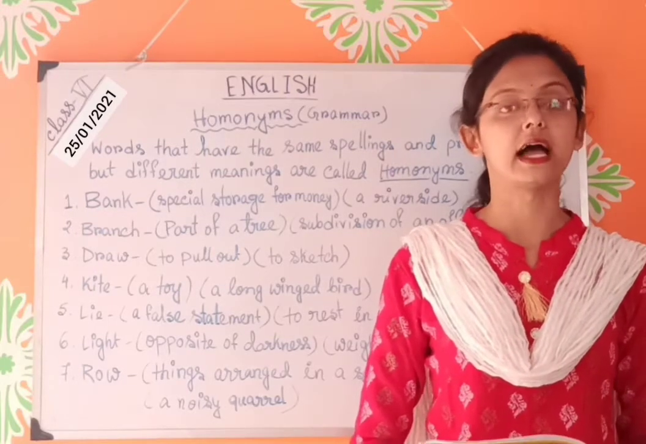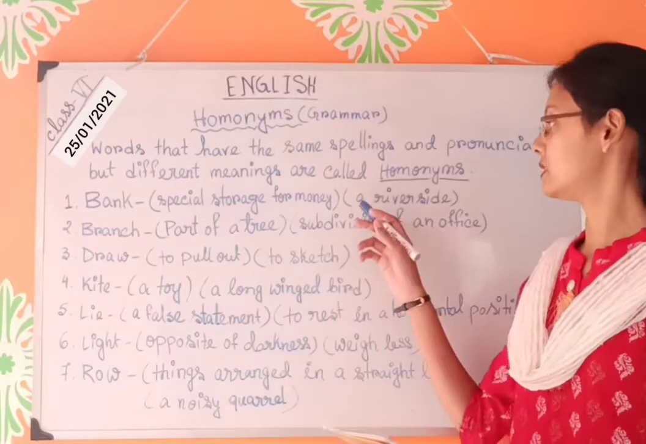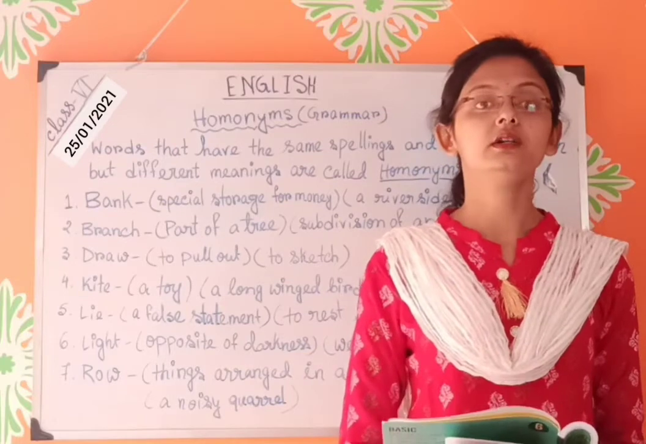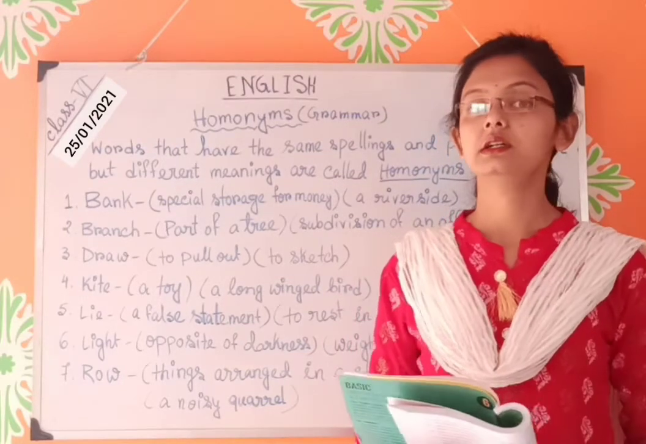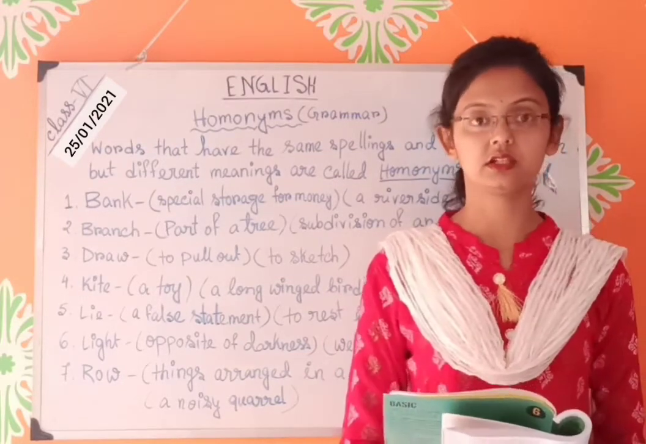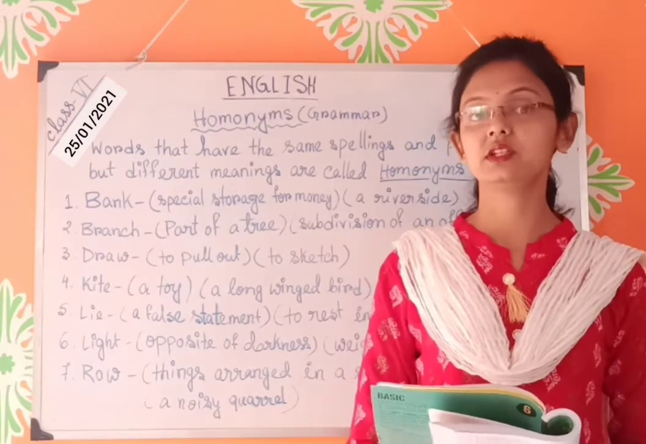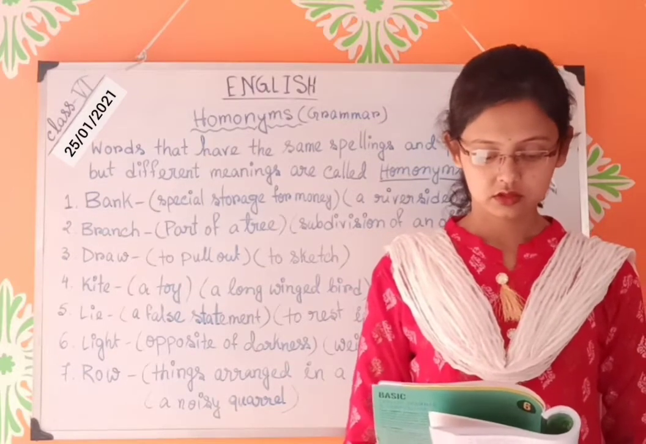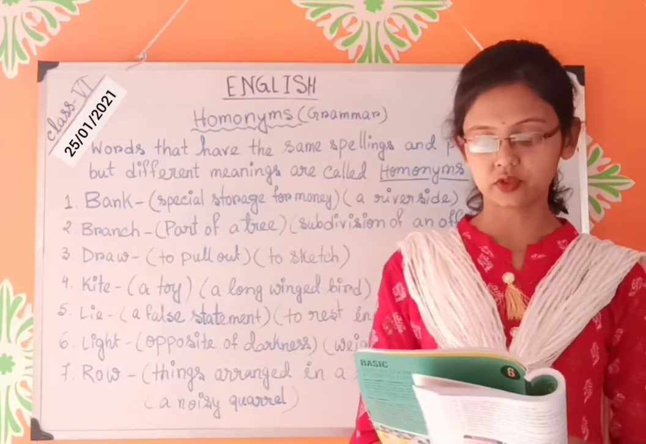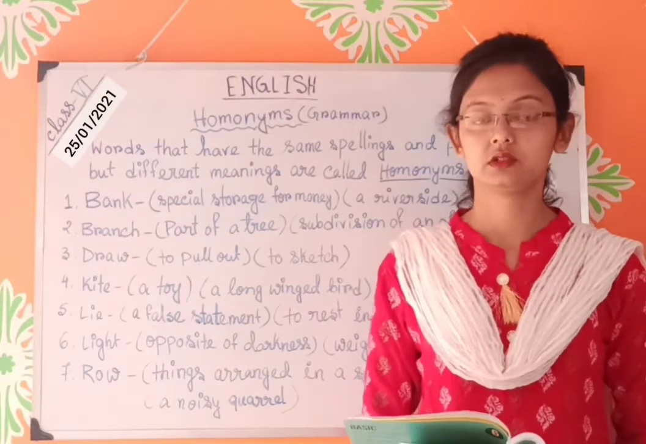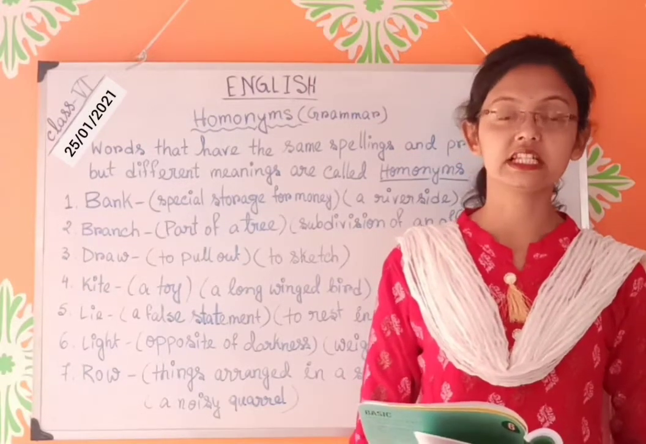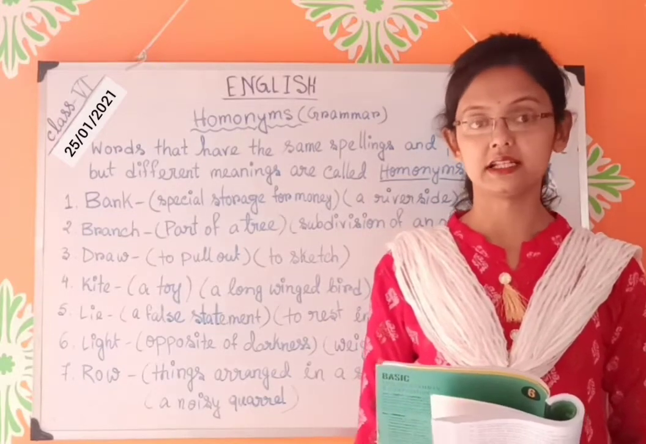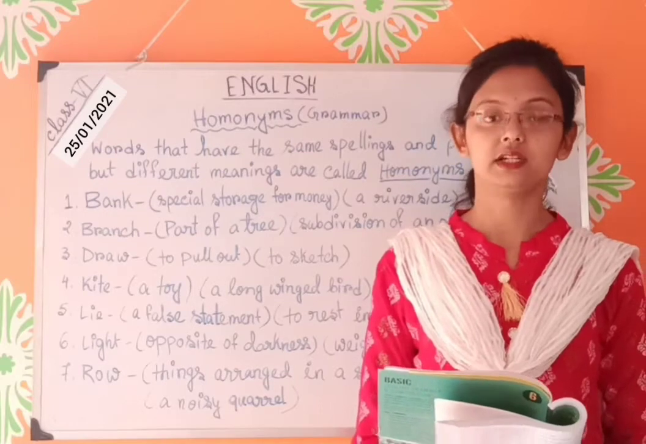So what is the another bank? Another bank is a river side. You know that the place near the river means the land near the river, that is called the river side. That is also called bank. We sat on the bank of the river sipping coffee. So it means that we are sitting at the side of the river, that is the bank, and there we are taking coffee.